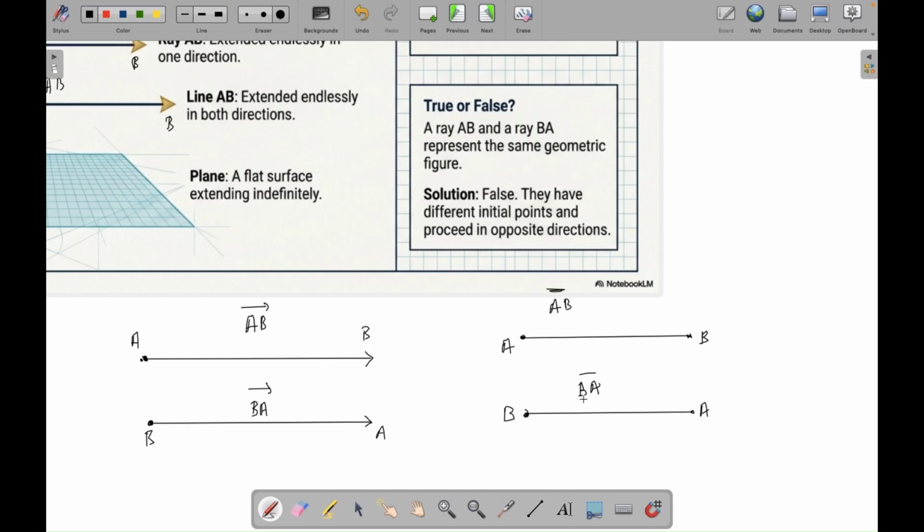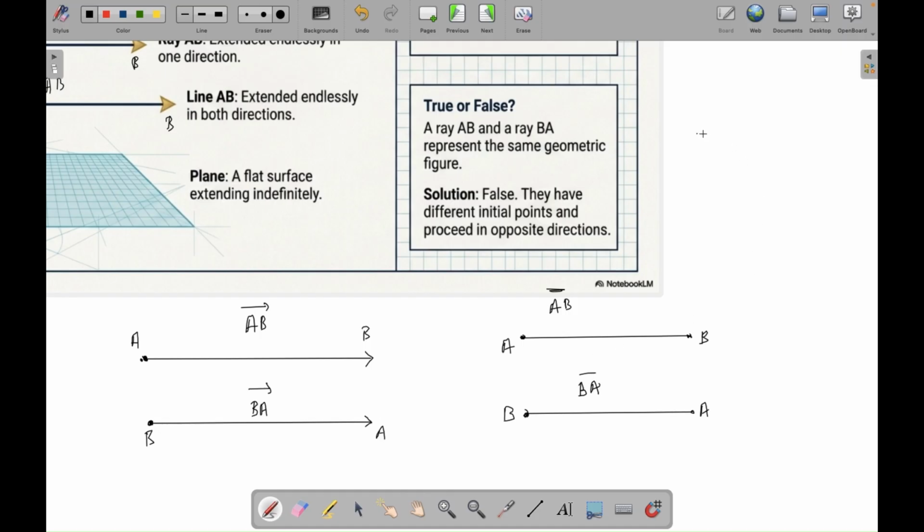The order does not matter here because both the points are fixed. Here, with rays, the order mattered because one was fixed and the other could be extended. It will not matter here because both are fixed points. So whether we write it as AB or BA, it will remain the same.